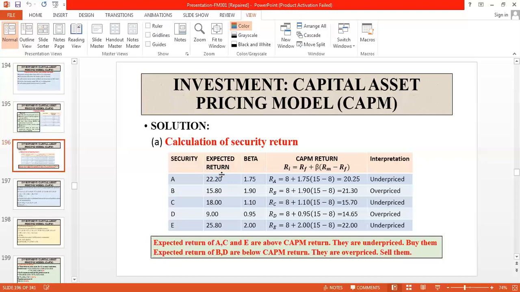Next, consider B. For B, expected return is 15.80 and beta value is 1.90. On the basis of SML, your likely return should be 21.30, but our expectation on the basis of the prevailing market is 15.80. That means it is not performing as well as expected. So it is overpriced. It is better to sell this particular share.